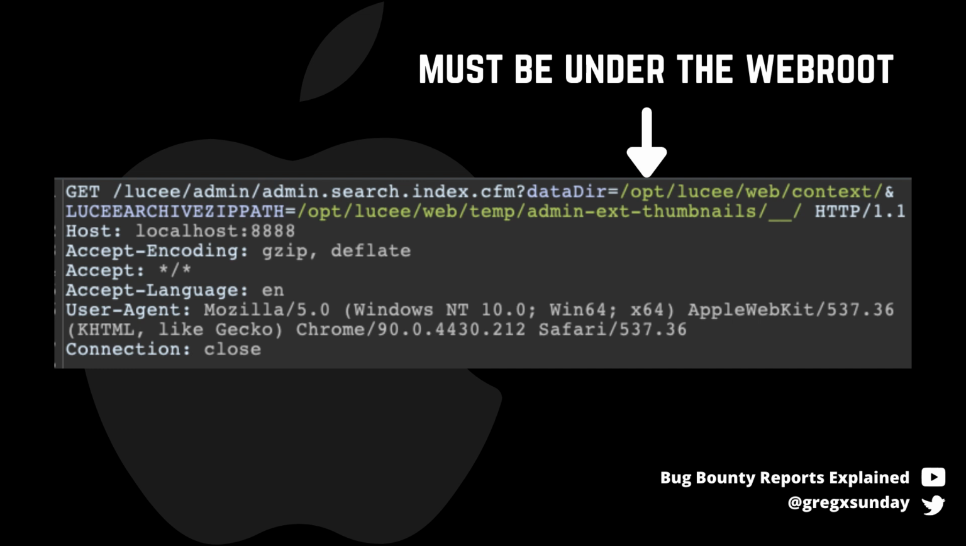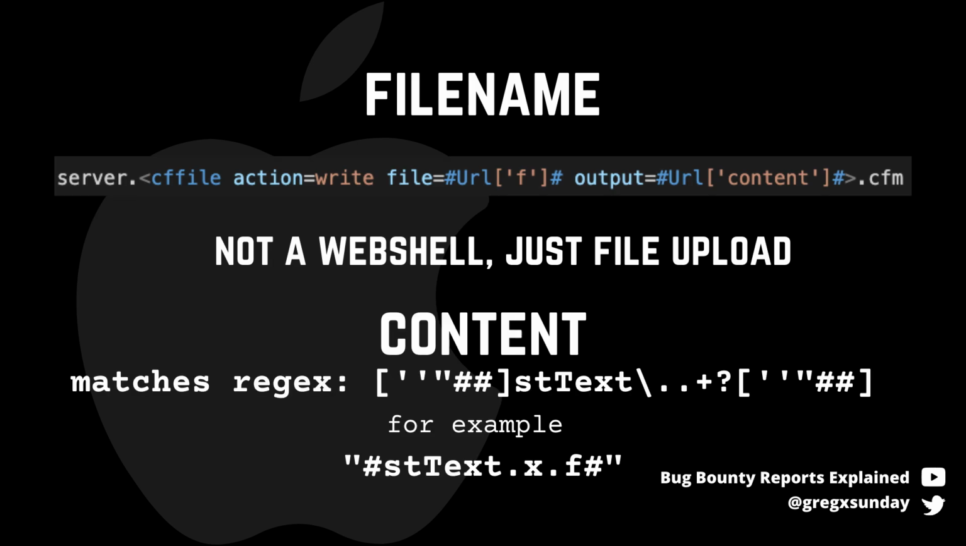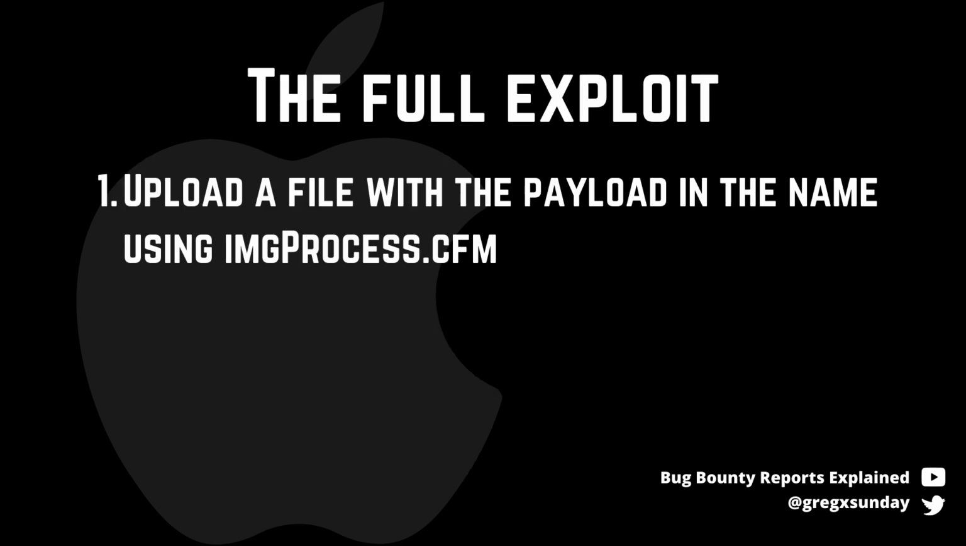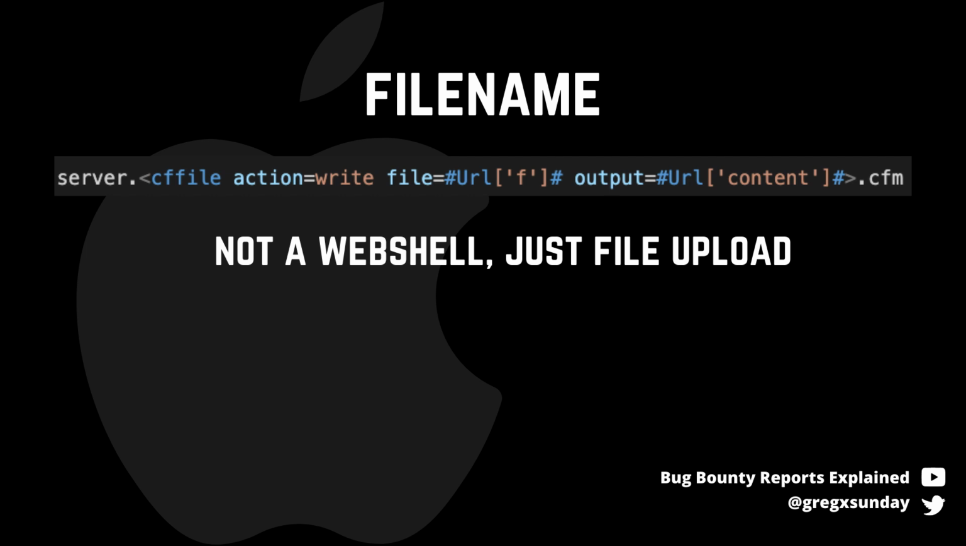First, you create a file with the payload inside its name. The content of this file doesn't matter a lot, but it must match this regex. Then, using the EMG process endpoint, this file will be saved inside the admin.ext thumbnails directory outside the web root. To keep the file name short, do not put the whole web shell there. This code allows you to upload any file, which can be used to upload the web shell later.